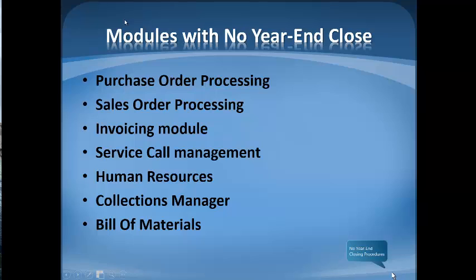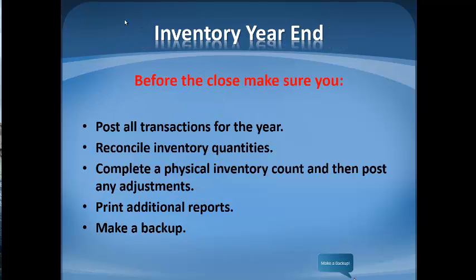There are several modules with no year-end closing. These include purchase order processing, sales order processing, the invoicing module, service call management, human resources, collections management, and the bill of materials. The first module we'll be closing will be inventory. Before you close inventory, make sure you post all transactions for the current year, reconcile inventory quantities using the utilities, complete a physical inventory count, and then post any adjustments, print any additional reports that are required, and make sure you make a backup before beginning the inventory close.